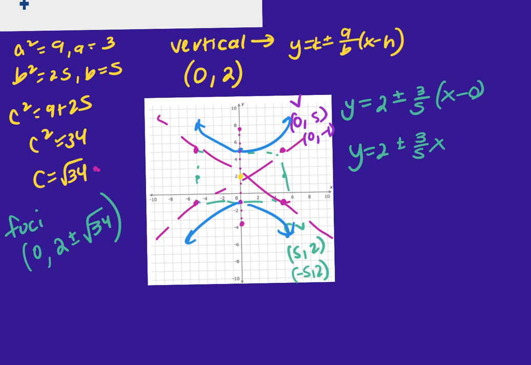Questions on that one? Yeah. Where'd you get the 2 for the foci? The 2, so for foci we're adding and subtracting to the y coordinate of your center. Since the y coordinate of my center was 2, I take the square root of 34 and add it and subtract it from there.